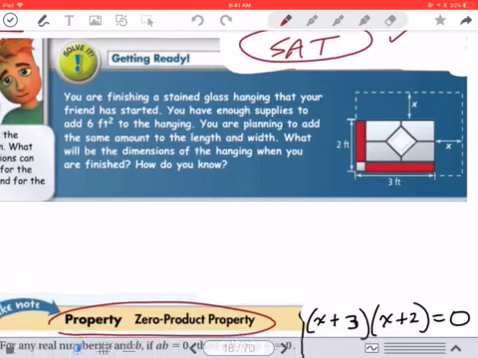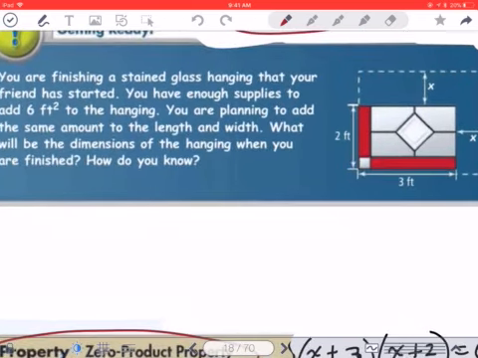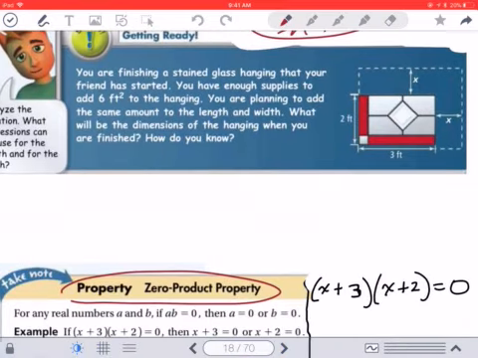How do you know? So first of all, you know that the area that's already done, that I'm circling here in red, is 6 feet. And you're going to add 6 feet. So you already have 6 feet, and you're going to add 6 feet. So that's going to be a total of 12 feet.